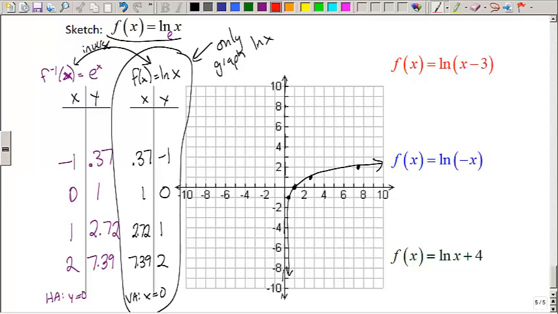Next, I'm going to graph these 3 transformed functions. On my red function, I'm subtracting 3 inside the parentheses. Inside the parentheses is a horizontal shift. Minus 3 tells me I go right 3. Horizontal shift is opposite of your intuition, so that's right 3. If I take my vertical asymptote and shift it horizontally, I'm shifting it to the right 3. My asymptote also shifts right 3.